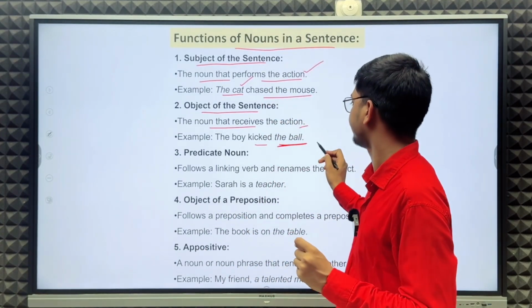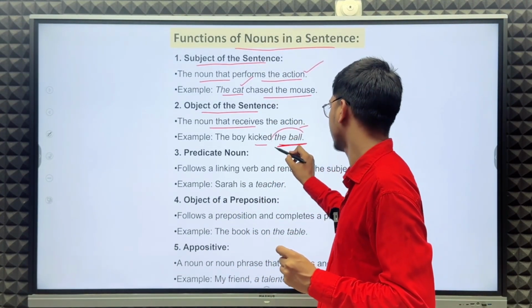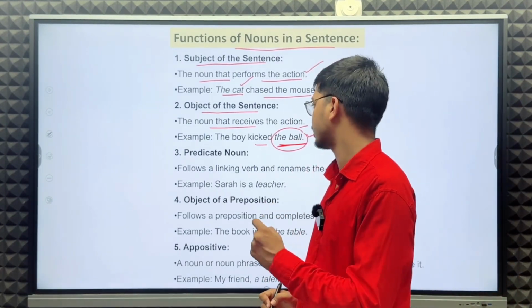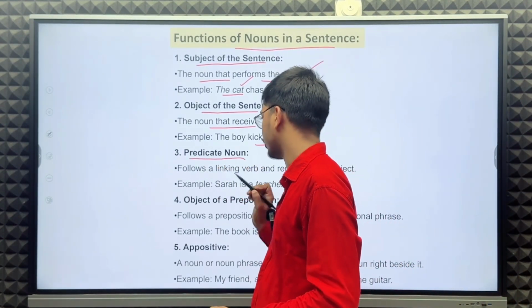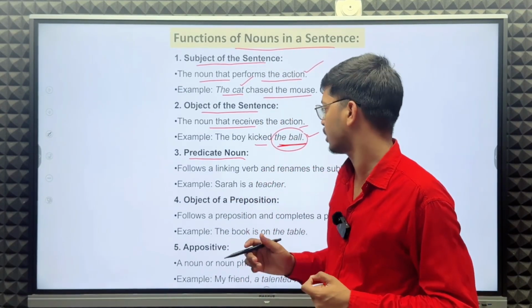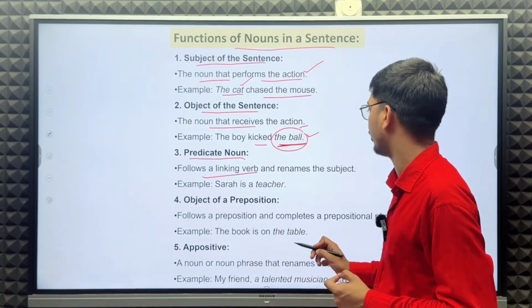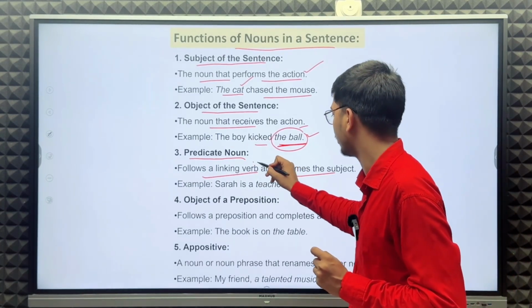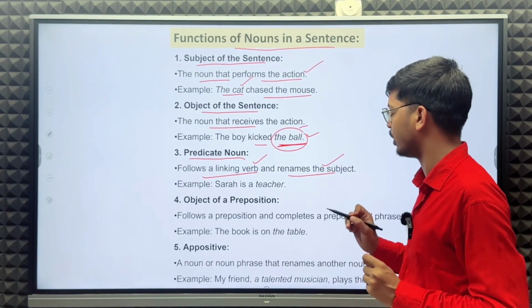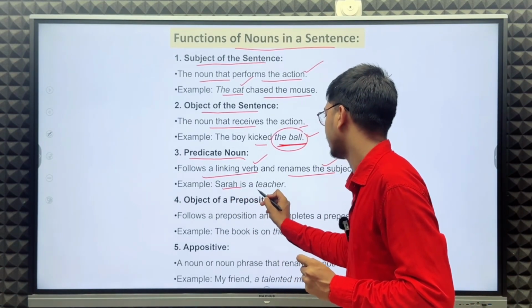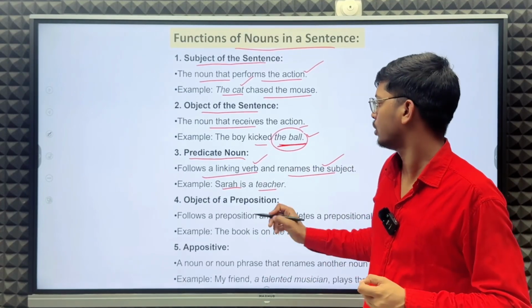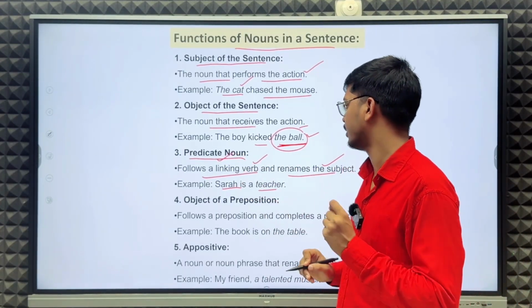Here the ball is a noun. Next, predicate nouns. A predicate noun follows a linking verb and renames the subject. For example, Sarah is a teacher. So that is a predicate noun.